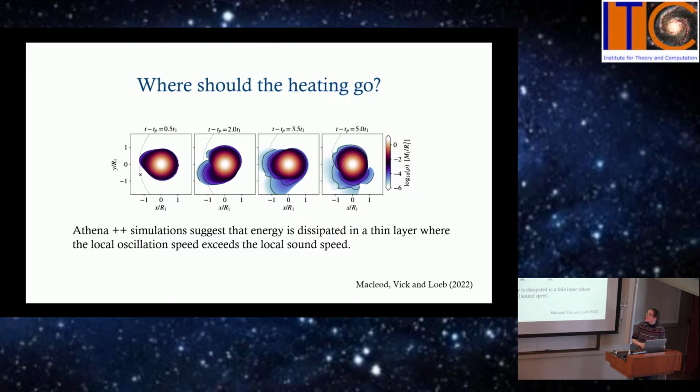So as they go through a close encounter with a companion, you can kind of see what's happening to the outer layers of these stars as they pass very close at pericenter. And these simulations suggest that a lot of the energy is going to be dissipated in this very thin layer of material on the outer star, or the outer planet by analogy, where the local oscillation speed of material moving with these tidal oscillations exceeds the local sound speed.